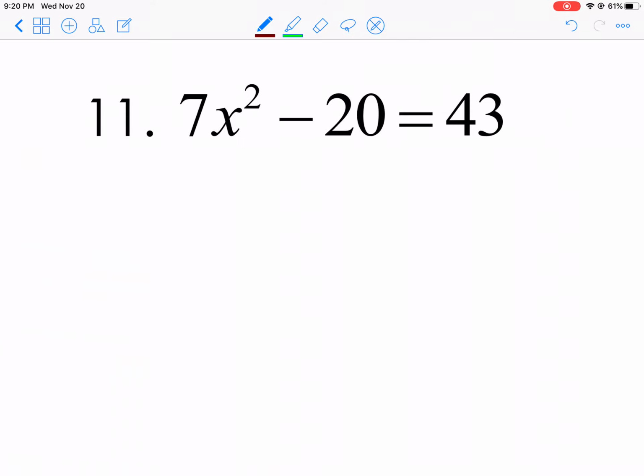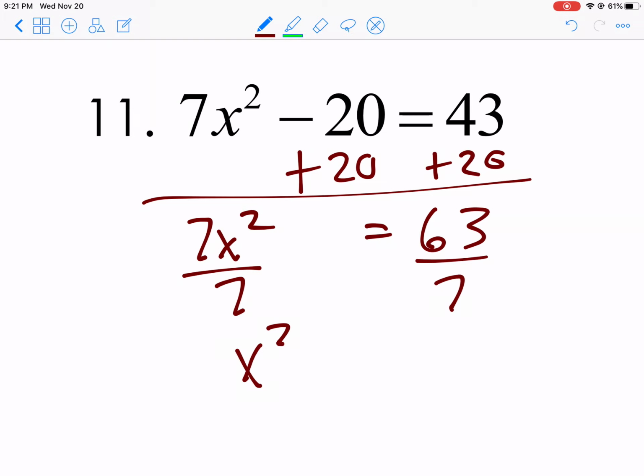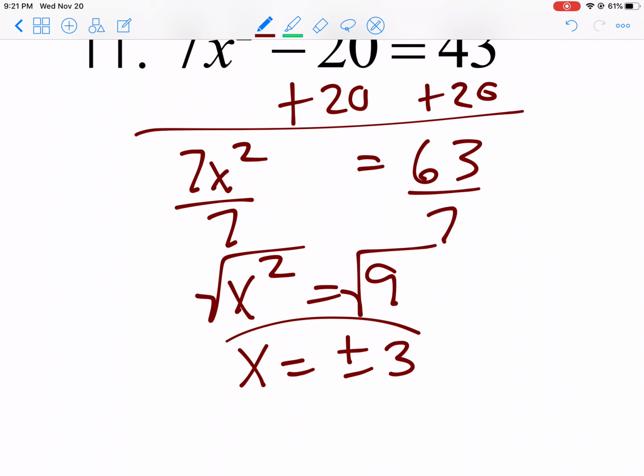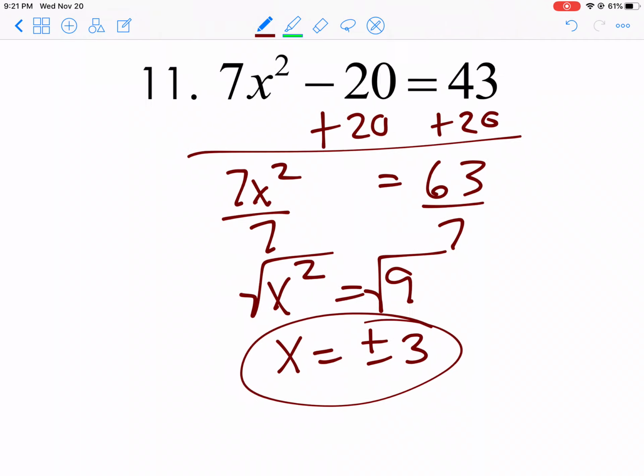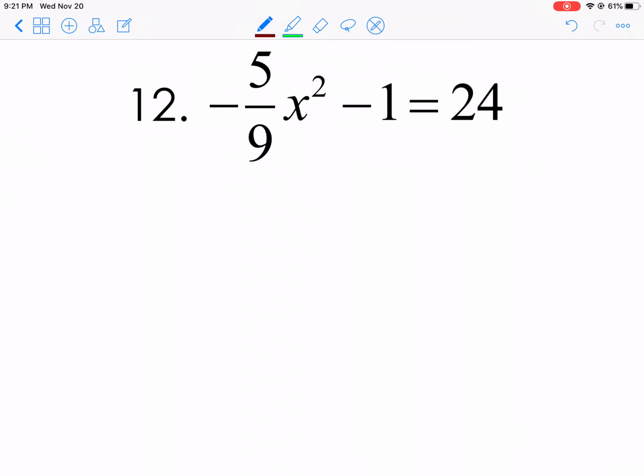Let's check 11. Add 20 to both sides. 7x squared equals 63. Divide both sides by 7. We get x squared equals 9. This is the one we talked about earlier when I said I was making up a problem, huh? But now we know that the solutions are positive 3 and negative 3. Okay, on to 12.